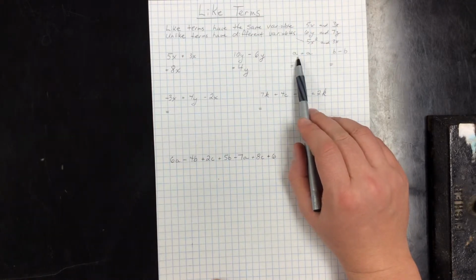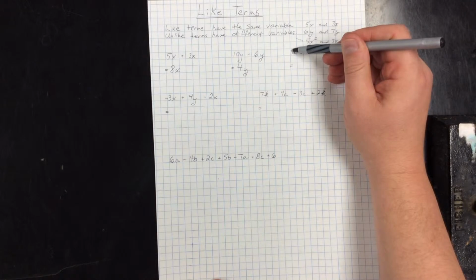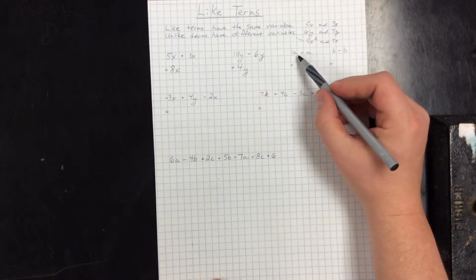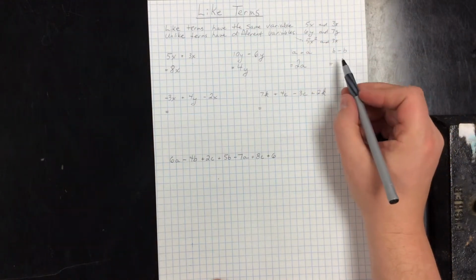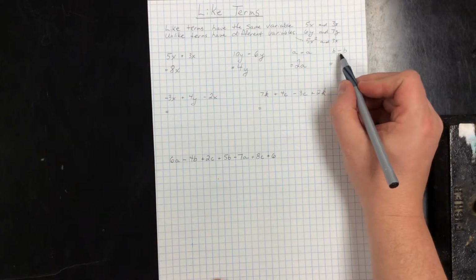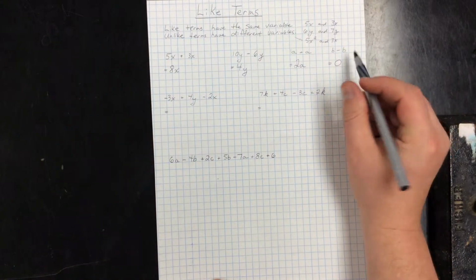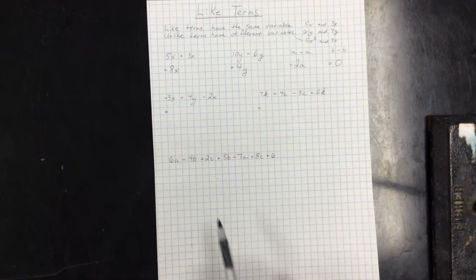If I had 1a, there's no 1 written just because it's unneeded if there's only a 1. But I have 1a plus 1a. I have 1 apple, plus I get another apple, and I now have 2 a's, 2 apples. I had 1b, and I lost a b. I'm at 0. I have nothing. It works with variables the same as it would for anything else. 1 minus 1 is 0.